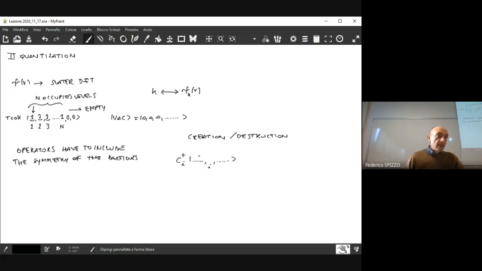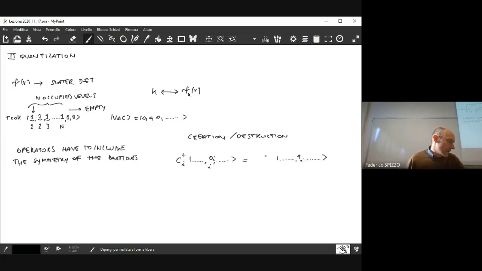Now, the idea is that this operator has to introduce a new electron in the system, but this operator has also to take into consideration the fact that we have to follow the Pauli exclusion principle. So if the state is empty, for instance, we have 0 occupancy for level I, then there is room for a new electron. So in this case, the final state will be occupancy 1 in level I.